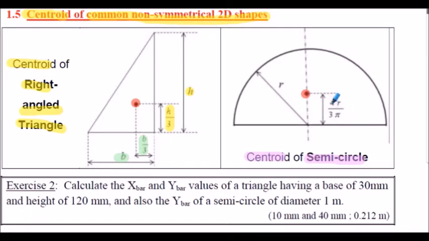And that's defined in the vertical as 4 multiplied by the radius, r in this case, divided by 3 multiplied by pi. And again, these are standard formulae given to us without proof.